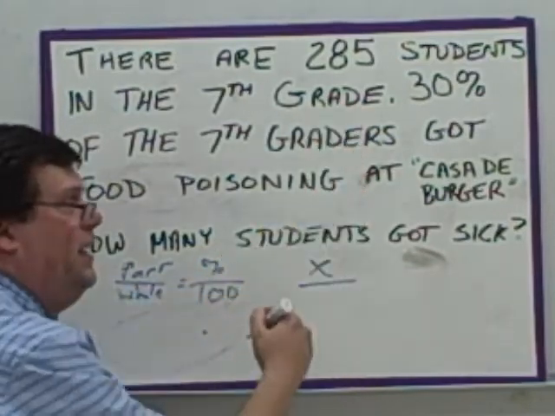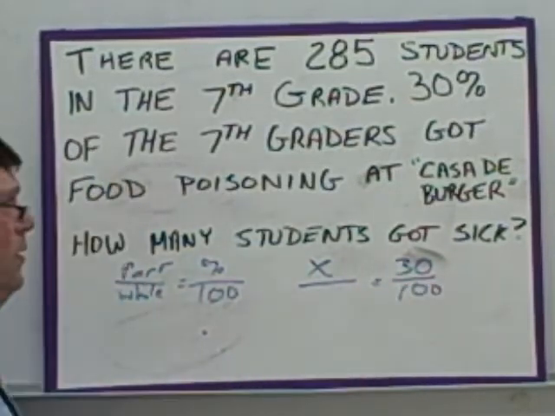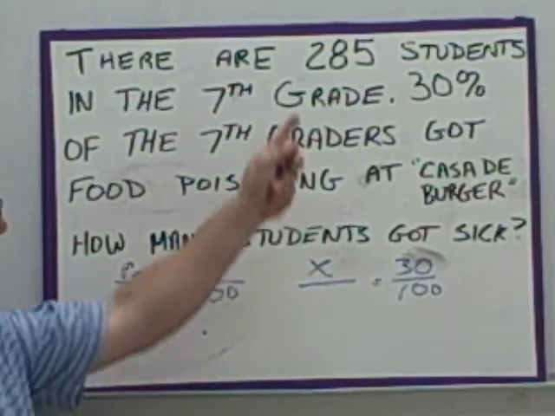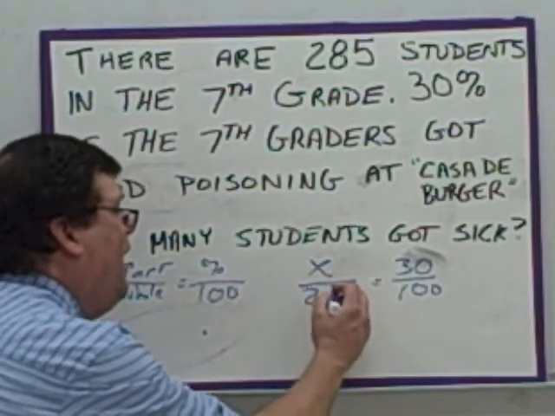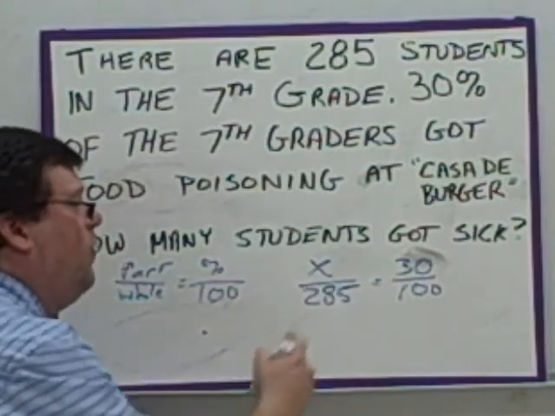The percent, again, easy to identify, is the 30. So that 30 goes over the 100. The whole is all of the 7th graders. And they gave us the total, which is 285. Part over whole, percent over 100.